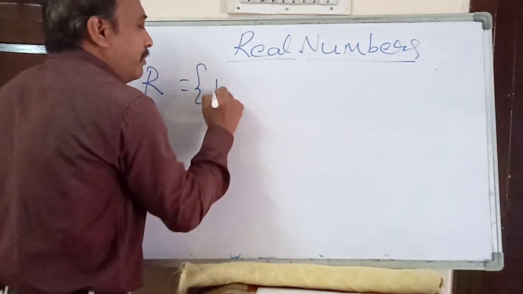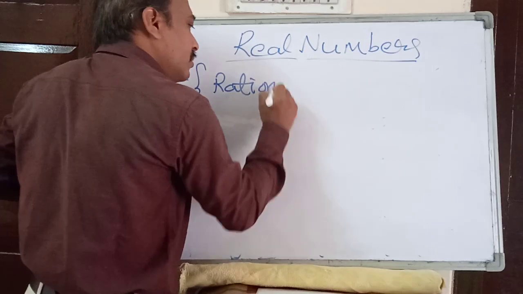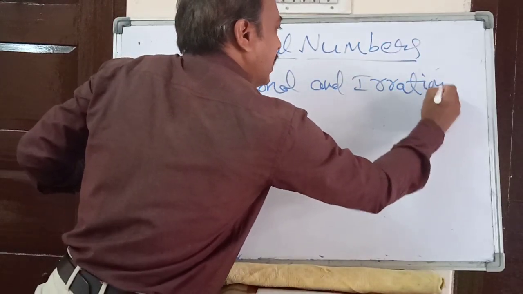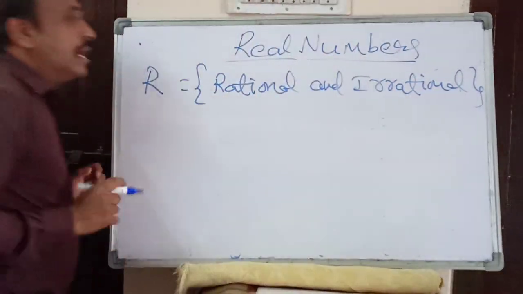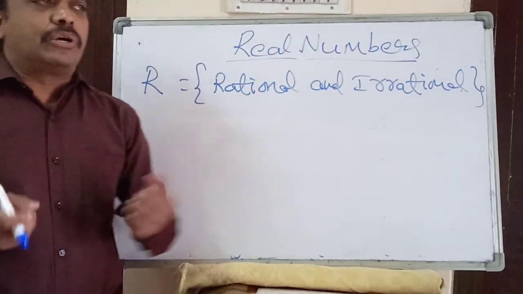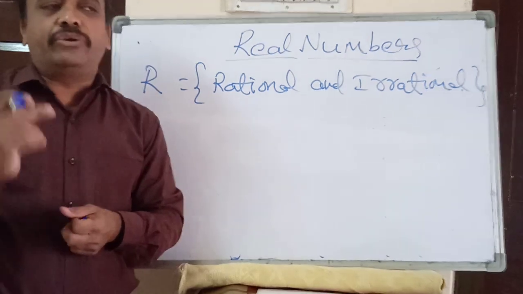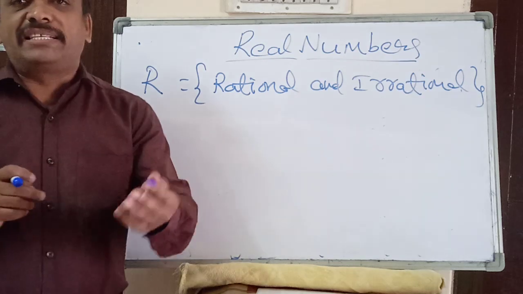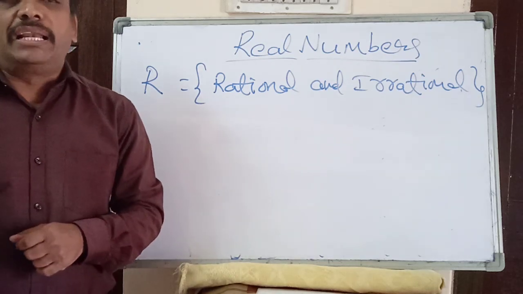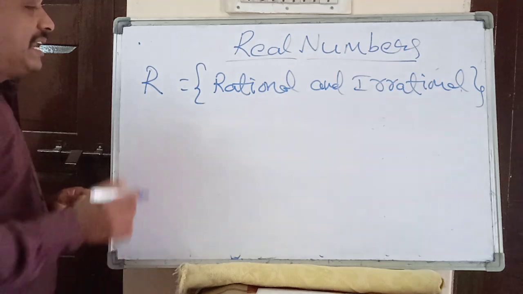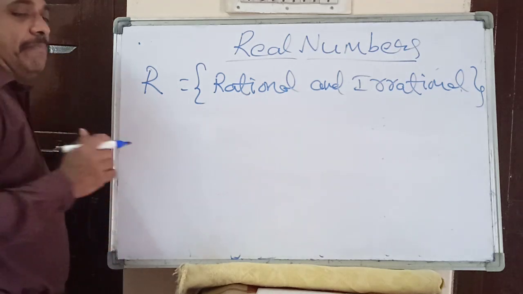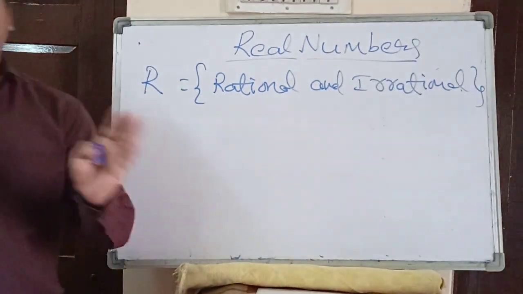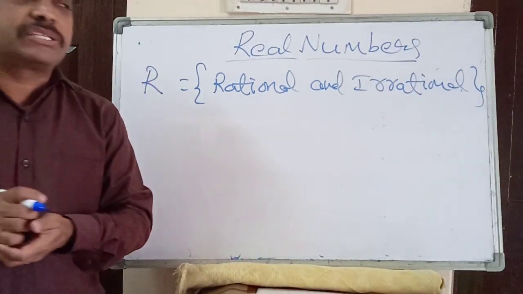In this, both rational and irrational will be there. Now in this chapter, the new topic is Euclid's division lemma and Euclid's division algorithm. What exactly is Euclid's division lemma and what exactly is Euclid's division algorithm? Lemma is nothing but a proven statement. The statement which is already proved is called a lemma.